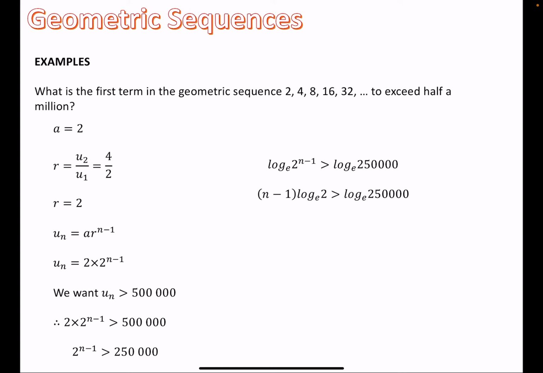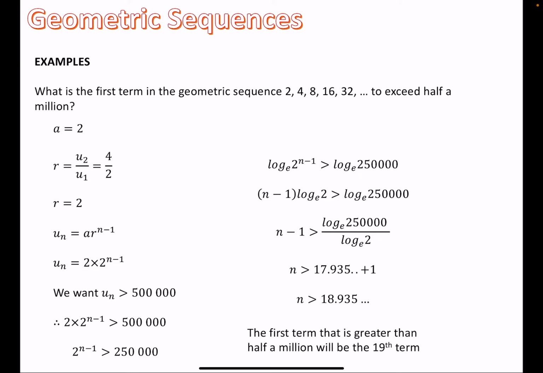So we have now, using our laws of logs, so now bringing a bit of higher, n minus 1 times by the log of base e of 2, that brings the n down, which is what we want, is greater than the log of base e of 250,000, okay? And then dividing both sides by log of base e of 2, n minus 1 will be greater than all of that, in which case you can just shove that straight in a calculator and then add on the 1 to find our n value to be 18.935, in which case the first term that is greater than 500,000 will be the 19th term.